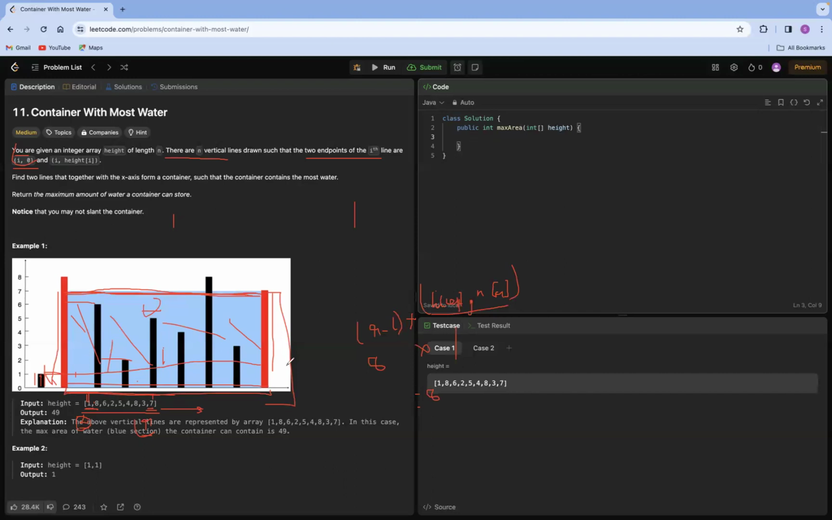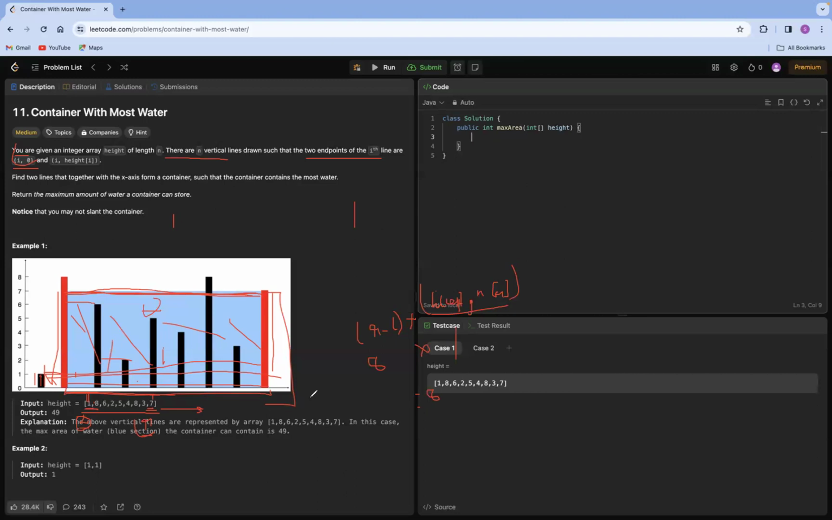Okay. So I think it will get more clear when we understand it in the debugger. Additionally, we will update the maximum area found so far. In this case, the area which we got is 8. So we will store this 8 in a variable, let's keep it as max area. Then we will move the pointer with the smaller height toward the other pointer.